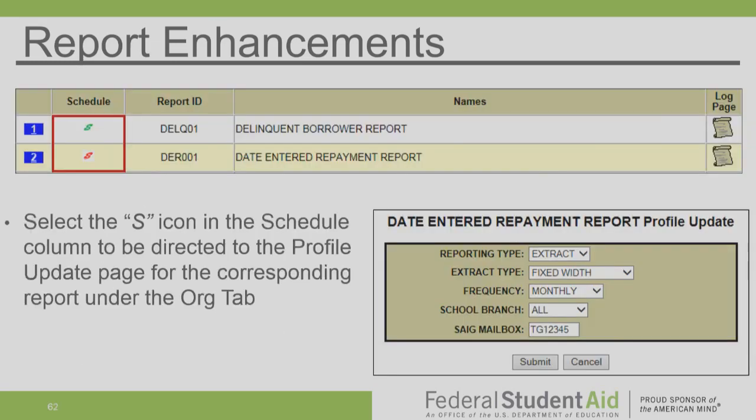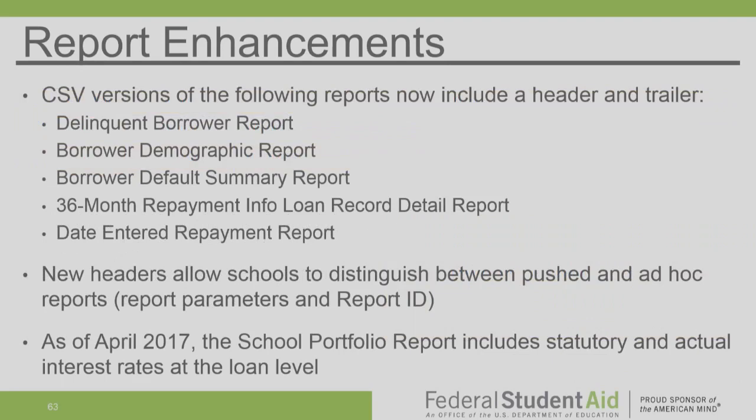So if you click on the S, whether it's green or red, it's going to bring you into that profile update that we looked at a few minutes ago, and you can go ahead and create it to be scheduled, or you can update an existing parameters that you've set. So we think that's a pretty cool feature as well. Now you not only can see it on that organizational profile, but if you're out there on the reports tab, you can see whether or not it's available and whether or not your institution has selected it.